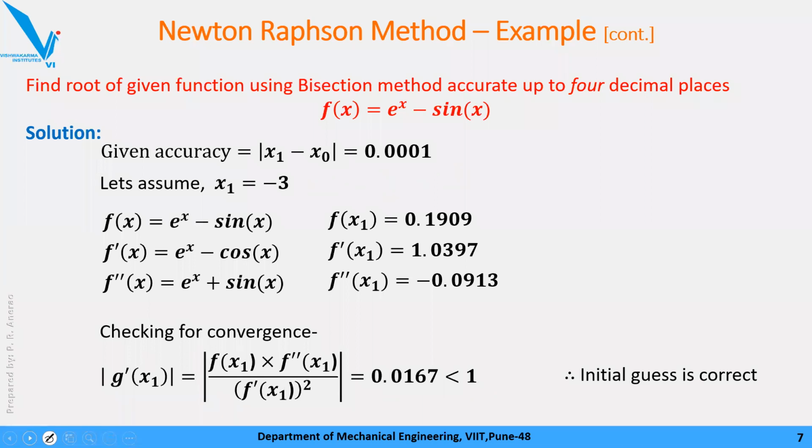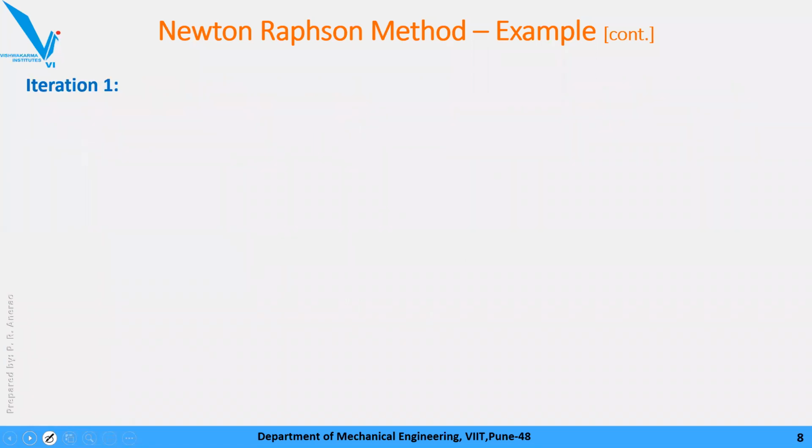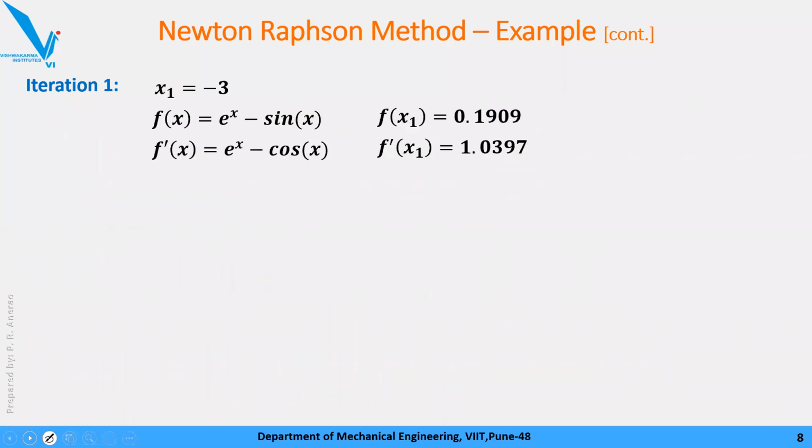So in our case, the x1 value -3 is good. Initial guess criteria is correct. Now the actual solution starts. Okay, so iteration number 1, what we are going to do, the data from the previous calculation we will just copy like this, because already we have calculated x1, f of x, f dash of x, f of x1, f dash of x1, उसका copy कर लिया iteration में.